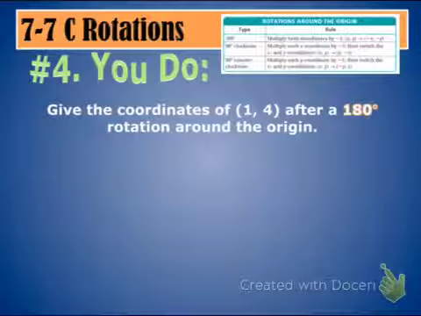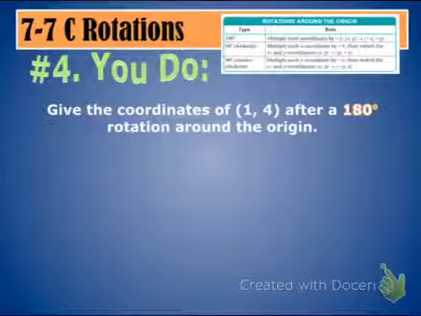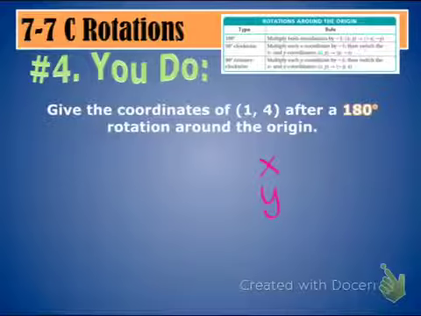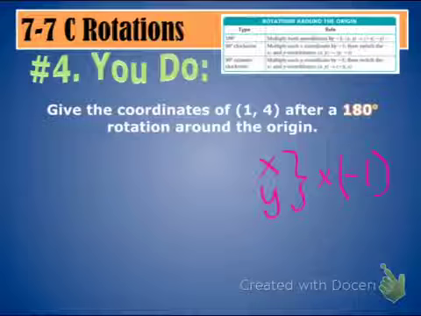So for your first you-do, we're going to start with just a coordinate 1, 4 after a 180 degree rotation. So this is the one where you're going to do both x and y times -1 to get your new coordinates. So go ahead and do that one on your own.